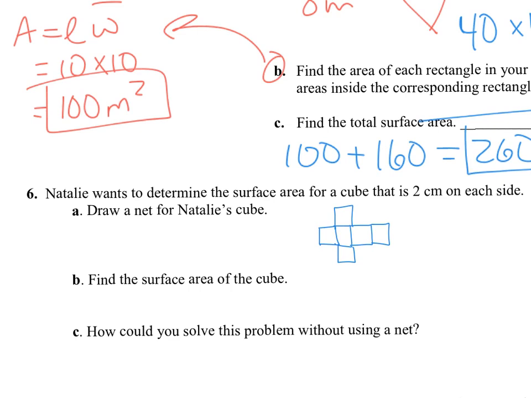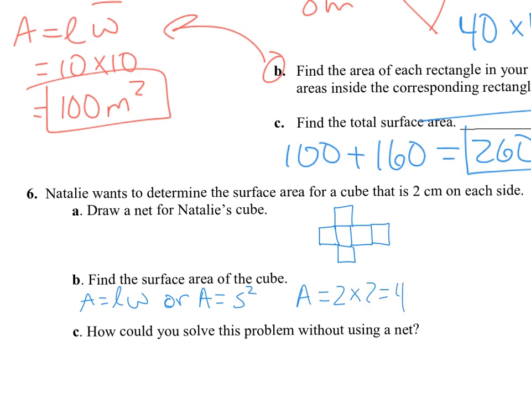Now it says find the surface area of the cube. Well, the formula for the area of one square is area equals the length times the width. Or you can go area equals side squared, since this is a cube and all of the sides are squares. So let's go ahead and write this down. So area equals the length times the width. So it's going to be 2 times 2. And 2 times 2 is 4.